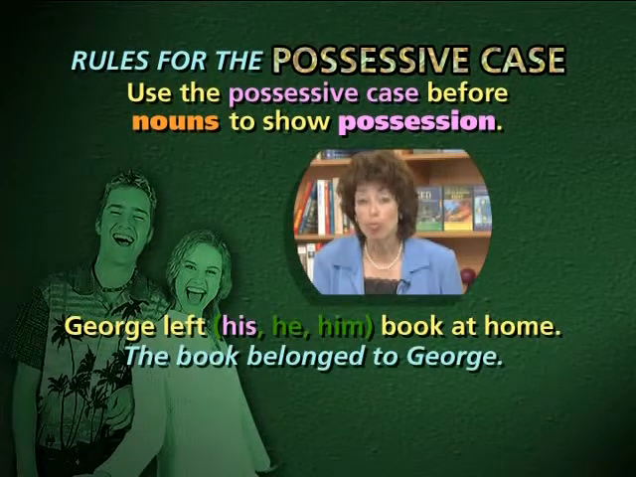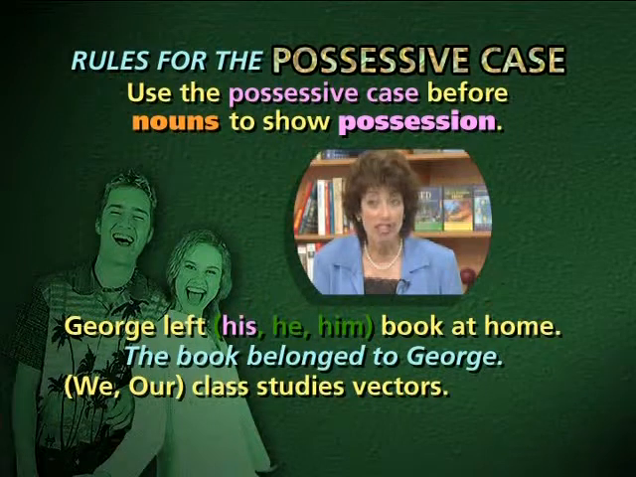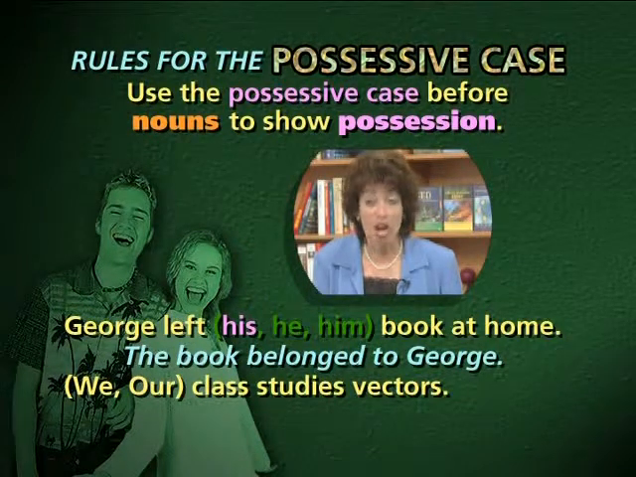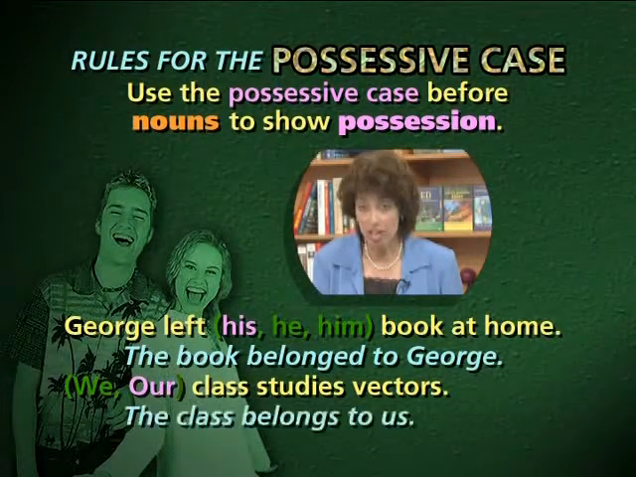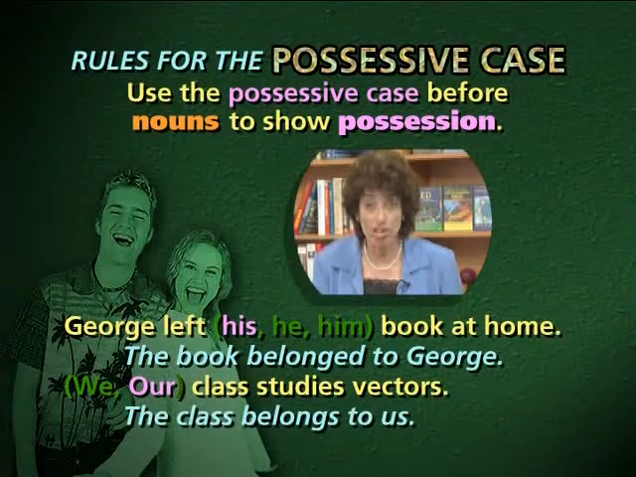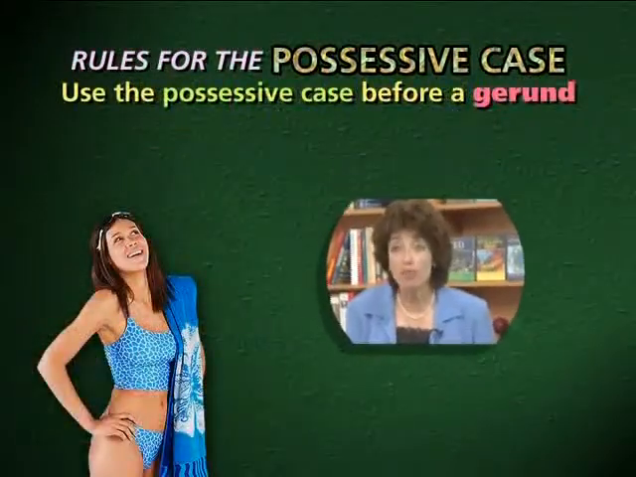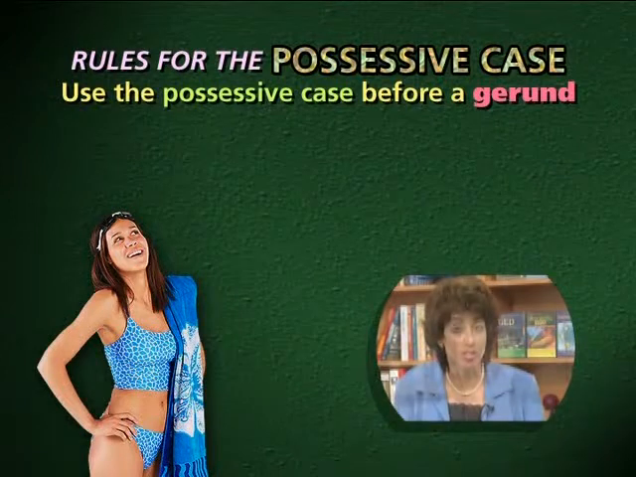That means the book belonged to George. We, or our class, studies vectors. Our is the possessive. The class belongs to us. You also use the possessive case before a gerund.